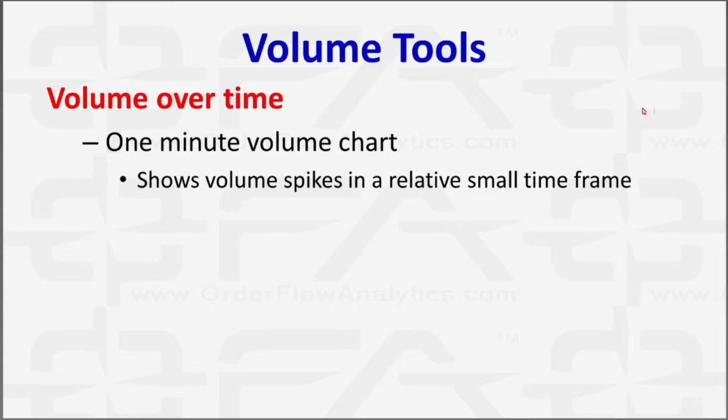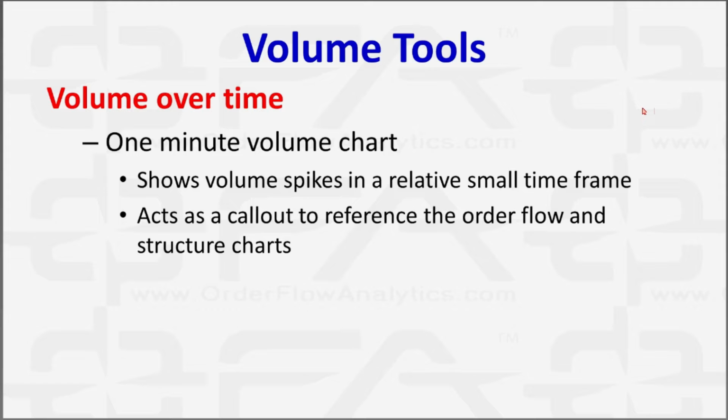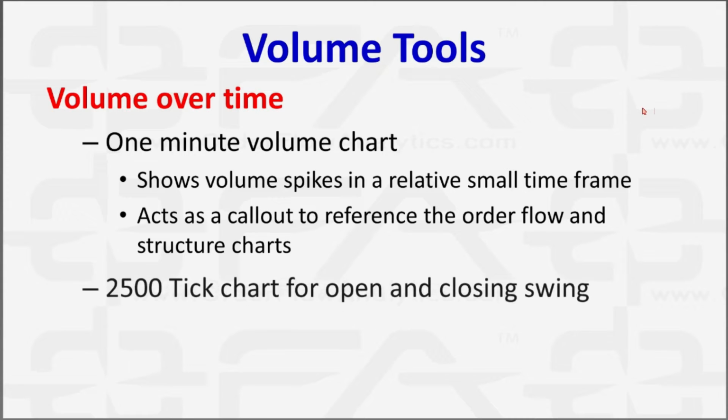So 1 minute volume chart, it shows volume spikes in a relatively small time frame. It acts as just a call out to reference the order flow and structure charts. I want to be real clear. I'm not using that chart to trade. I'm using that chart as just a call out.